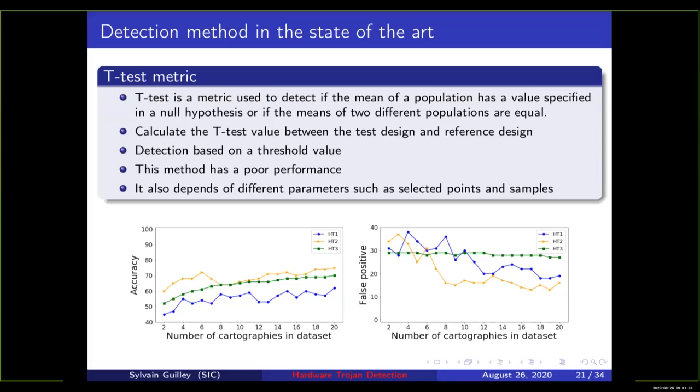But this method, yeah, it works actually, but you see the accuracy is really bad. We don't want to detect with a probability of 60 or 70%. It's clearly not enough. We want to reach 100%. And regarding the false positives, they are really too high. 30% of false positives. It really means that the method will require other inspection techniques, and that's not viable from an industrial process point of view.